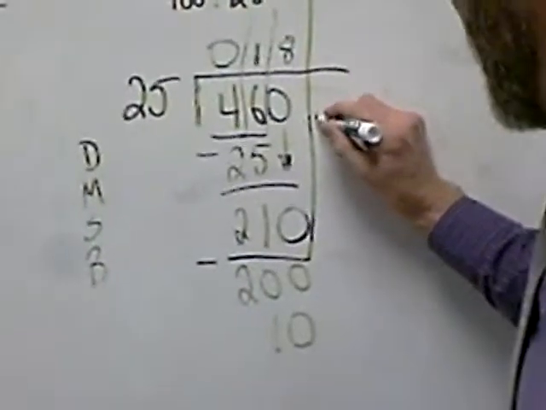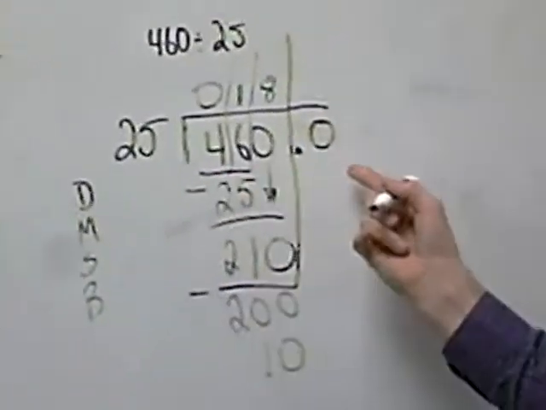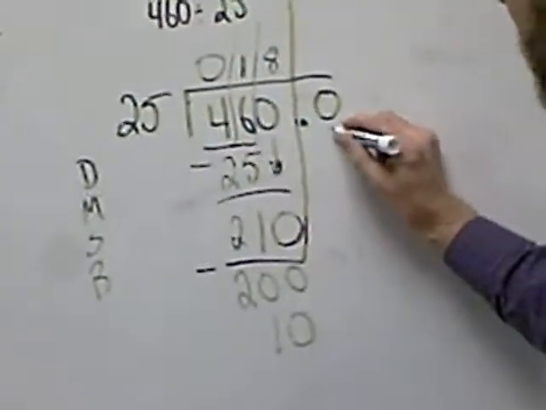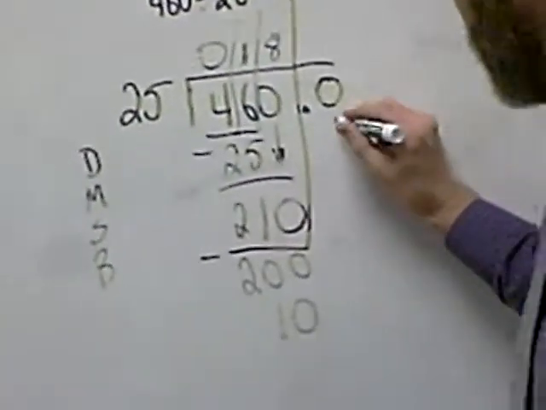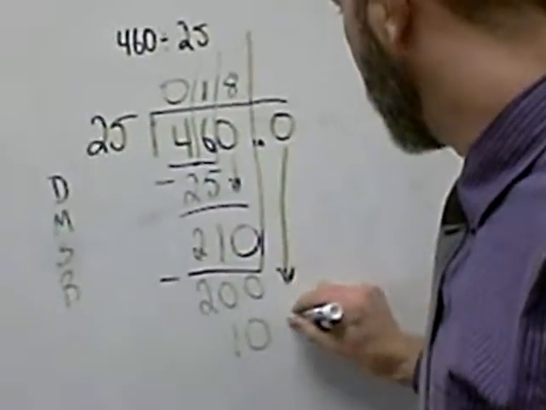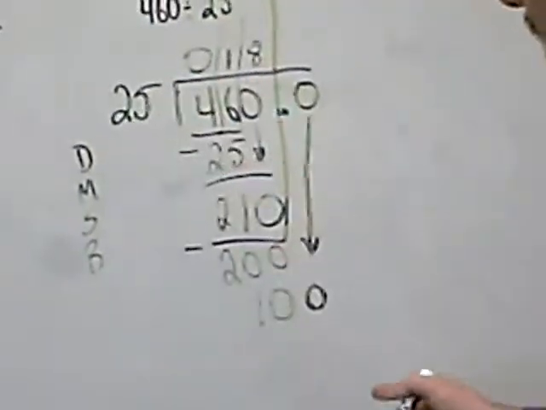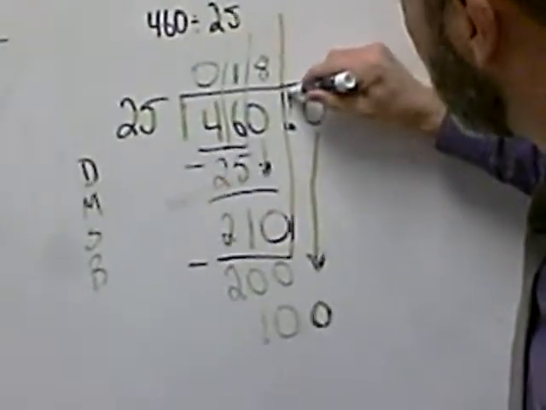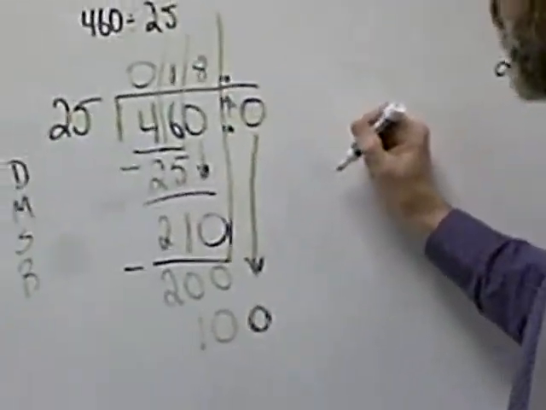Okay, so by adding a decimal and adding a 0, I haven't changed the value at all of this number. But I've allowed myself now to have another digit to bring down. So by adding that 0, I can bring that 0 down, put the 0 there, and now I can say, how many times does 25 go into 100? Here's the thing you need to remember. When you've added that decimal, you need to make sure you put the decimal up in your quotient.